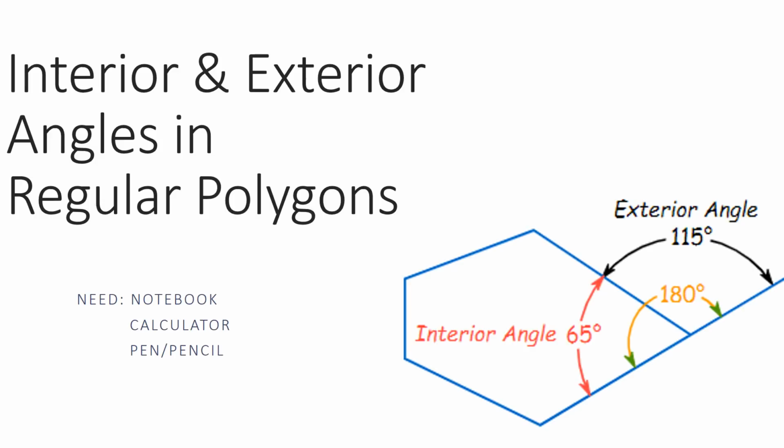Hello, geometry folks. Today we're going to be talking about interior and exterior angles in polygons, and this picture has a little preview of what an interior angle is and what an exterior angle is. But we're going to be talking about polygons, area, all that stuff, perimeter, and so to start it all off, we're going to talk about angles inside and outside of shapes. So what you're going to need are your notebook, calculator, maybe, and a pen or a pencil.